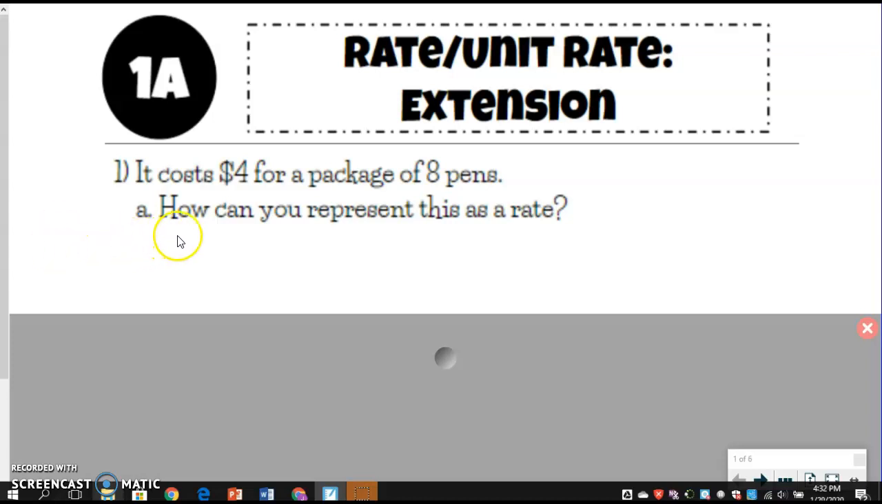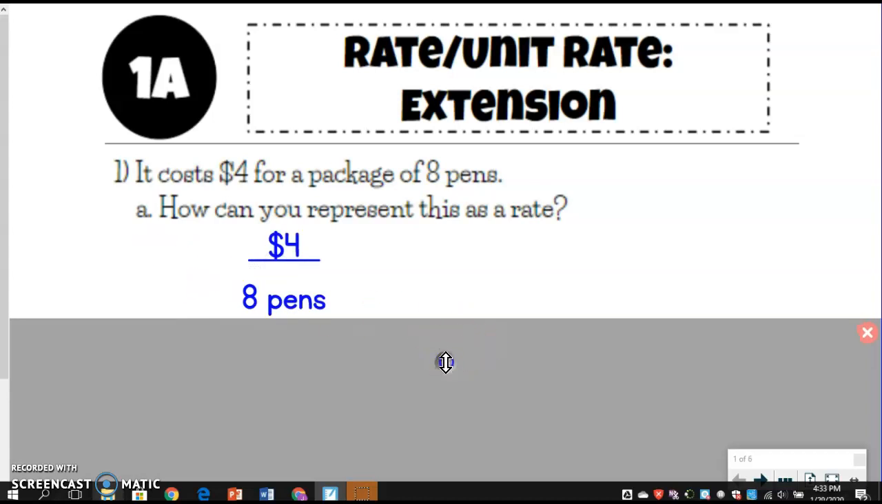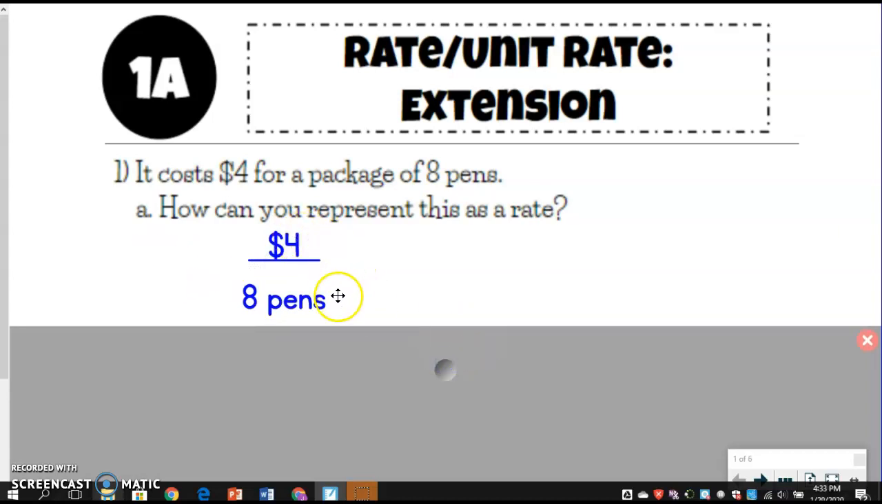So the first thing I want to ask is, if it costs $4 for a package of 8 pens, how can you represent this as a rate? Because there's always at least 2 ways to represent a rate. What we typically think anyways is $4 for 8 pens, or we can think of it as $4 per 8 pens.